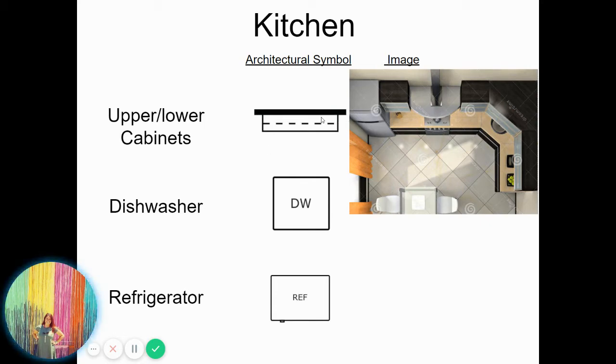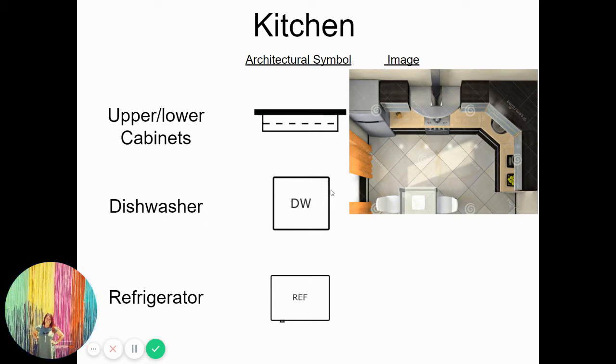So you would have this going around the perimeter of a kitchen in a floor plan, and some places may not have upper cabinets above the lower cabinets, and some places might only have an upper cabinet and no lower cabinet. That's not really common, but it could happen. So you would draw that all around your kitchen.